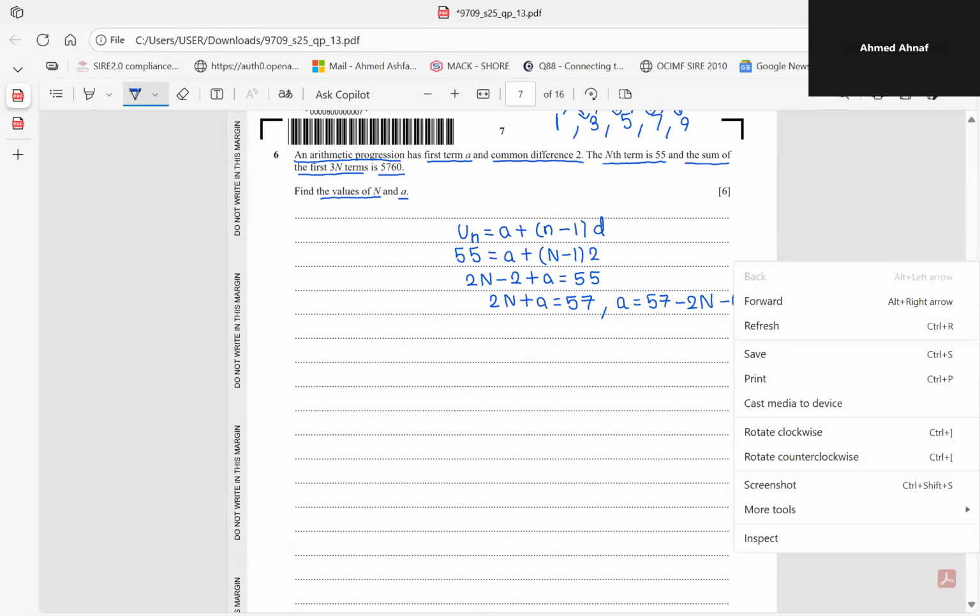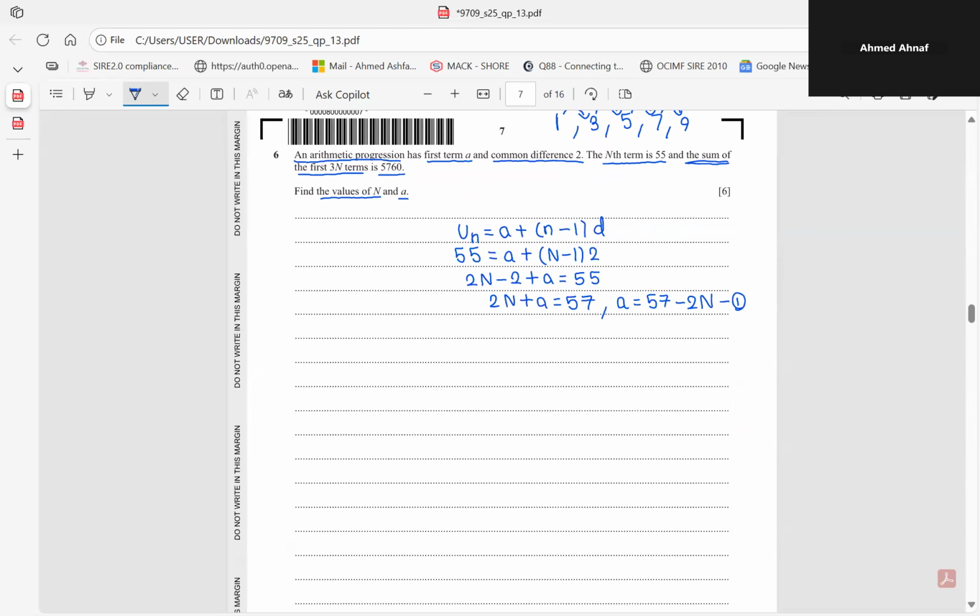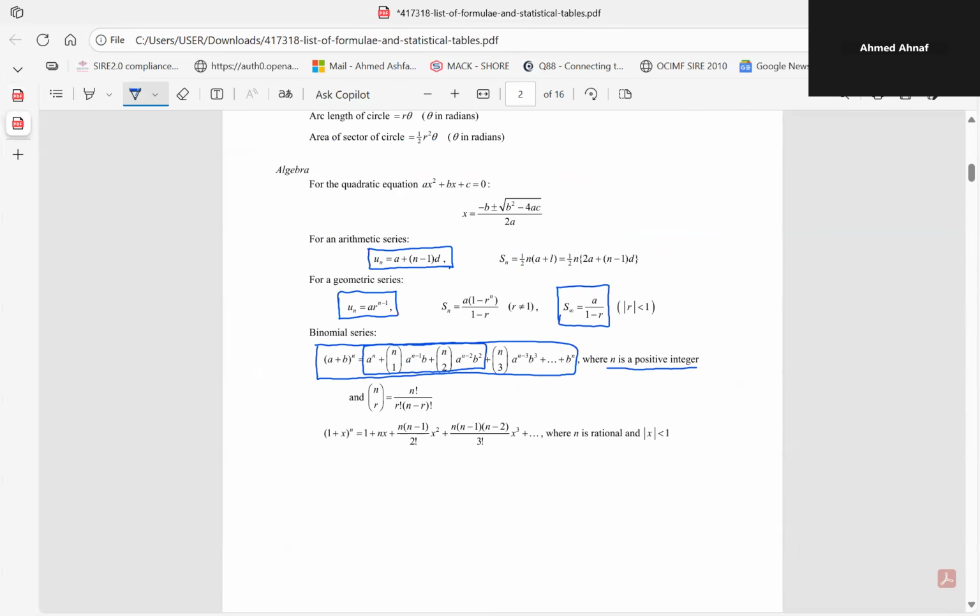Now let's obtain the second equation using the second piece of information, that the sum of the first 3n terms is 5760. Okay, so to use that, let's look at our second formula for the sum of the first n terms, Sn. You can see that we're given two formulas here. The first formula requires us to know what L is, where L is the last term in our summation. But since we don't know what L is, we're going to use this formula instead. Half n times 2a plus n minus 1 d. So let's write that down.